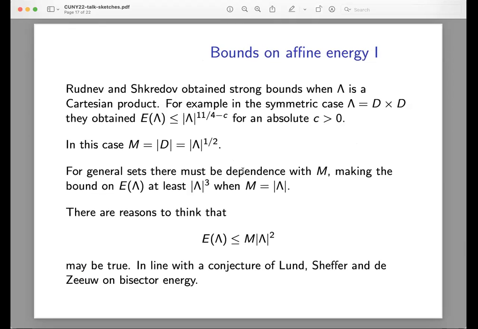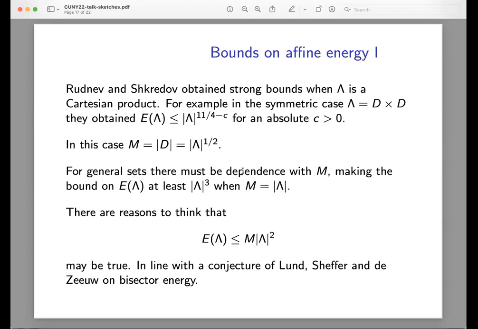In a Cartesian product, also the number of points on any line is at most the square root of the size of the set, because that's just some obvious fact. So you can think that maybe for their result you don't really need this quantity capital M, because you will never have, in a Cartesian product that is symmetric especially, too many points on a line. So this is historically what Shkredov and Rudnev have done.